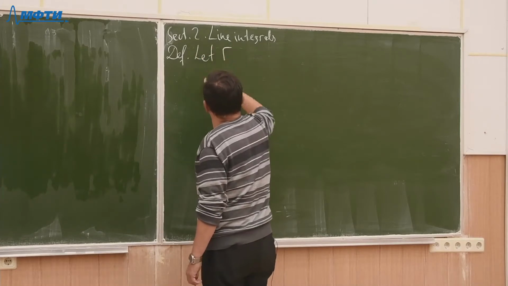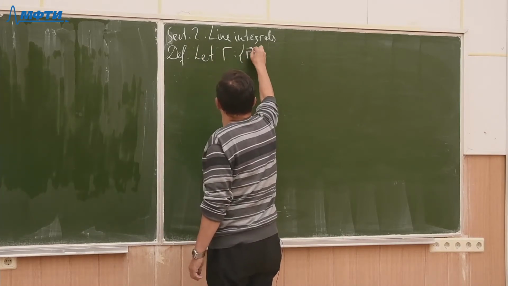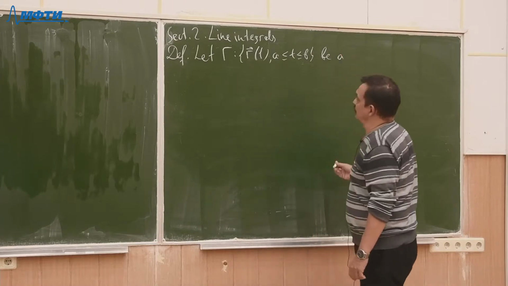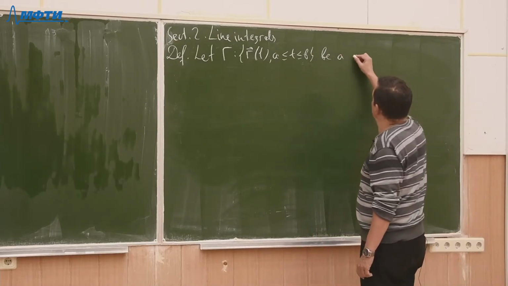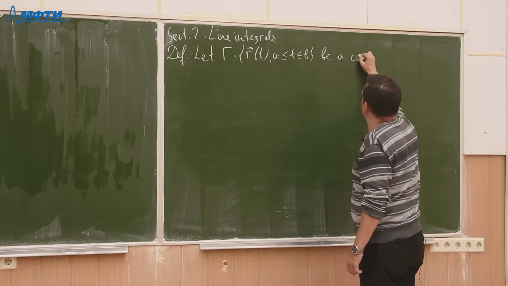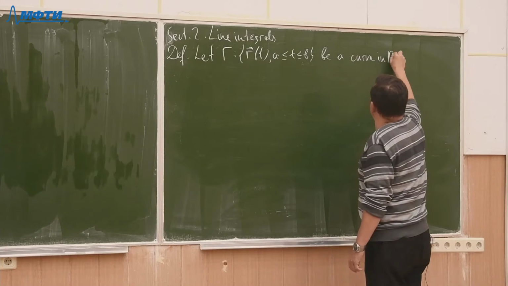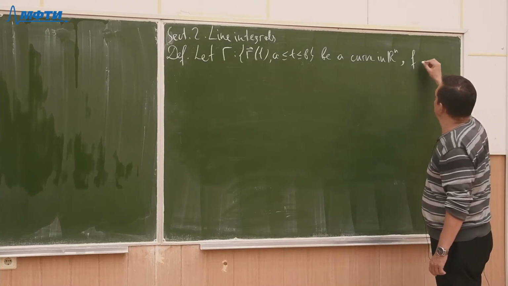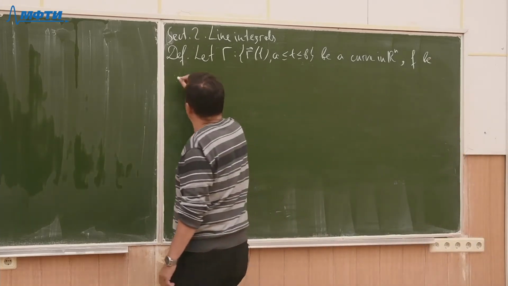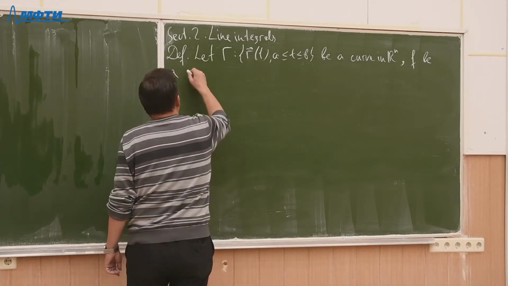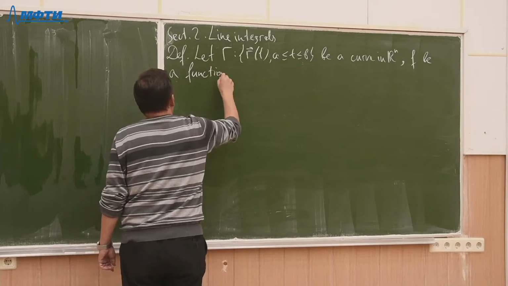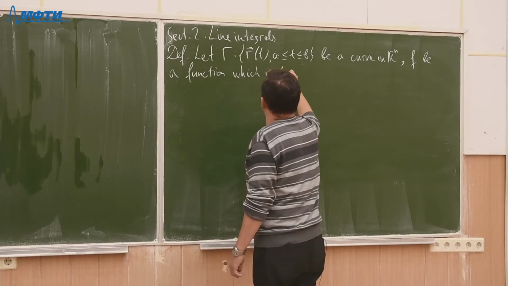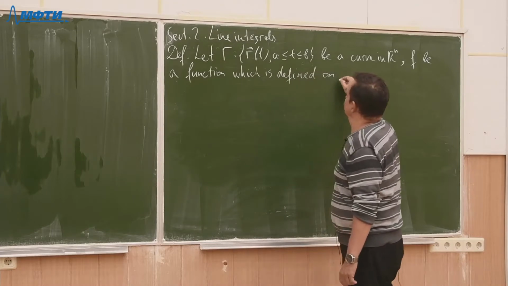So let gamma, r of t, be a curve in Rn. Let f be a function which is defined on gamma.